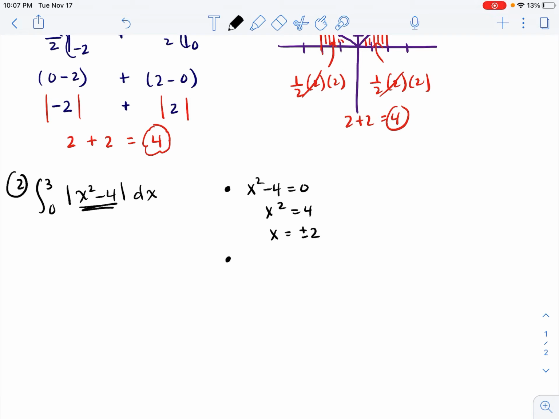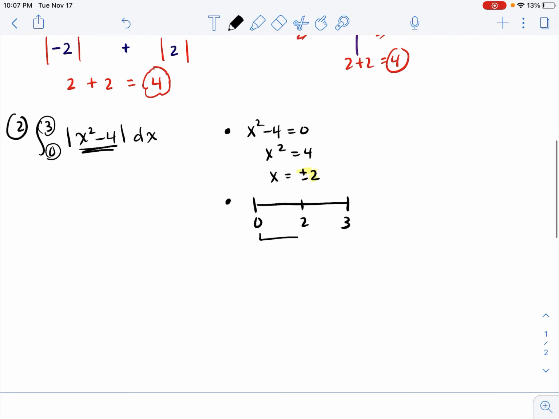So the next thing you're going to do is split this integral at these two values. But look where you're going from. You're just going from 0 to 3. Okay, so really the only number that I really care about here is this positive 2, because negative 2 is not even in that region, right? Okay, who cares about the negative 2? It's not even in my integral. Okay, so I'm going to split this going from 0 to 2 and then 2 to 3.